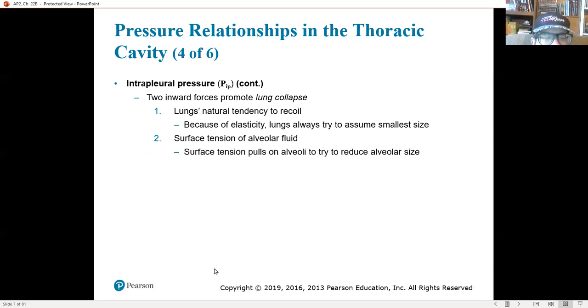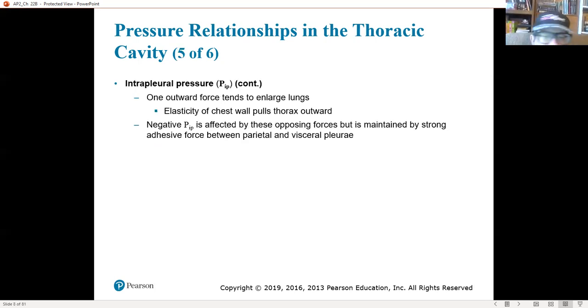The other one is the surface tension of the alveolar fluid. So the elasticity in the alveolar wall makes the lungs want to shrink. So does the surface tension inside the alveoli. They make the alveoli want to shrink. That's why I had said that releasing surfactant in the alveoli keeps the walls from sticking together as much as they want to.